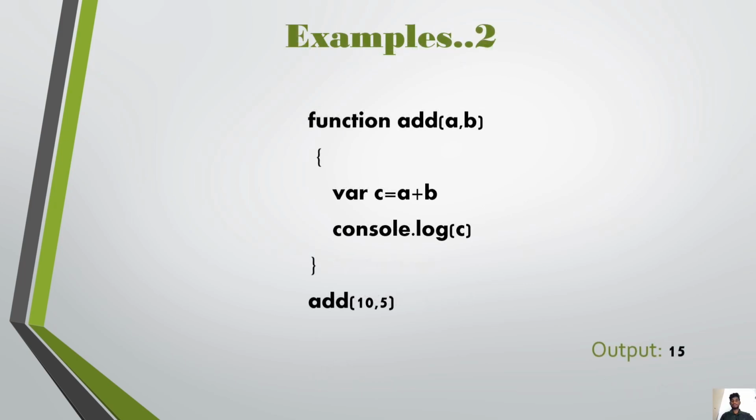Example 2 is parameter. Function add(a, b). a and b are parameters, where c equal to a plus b. Console.log(c) add, a is 10, b is defined by 5. The sum of a and b equal to 50.